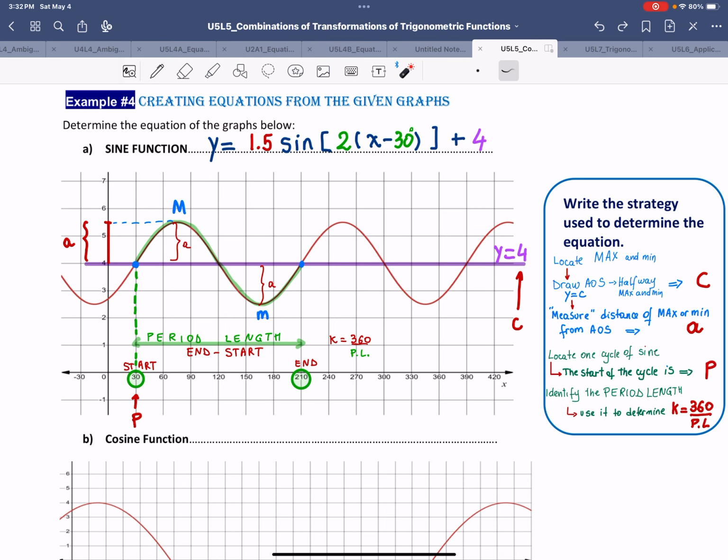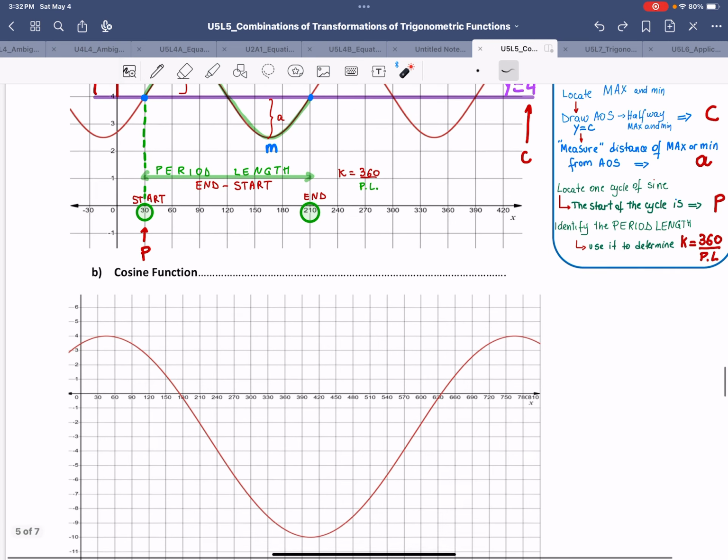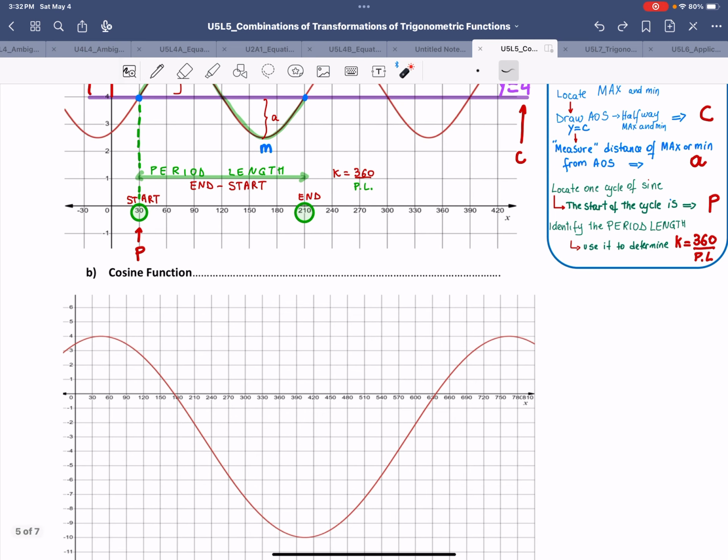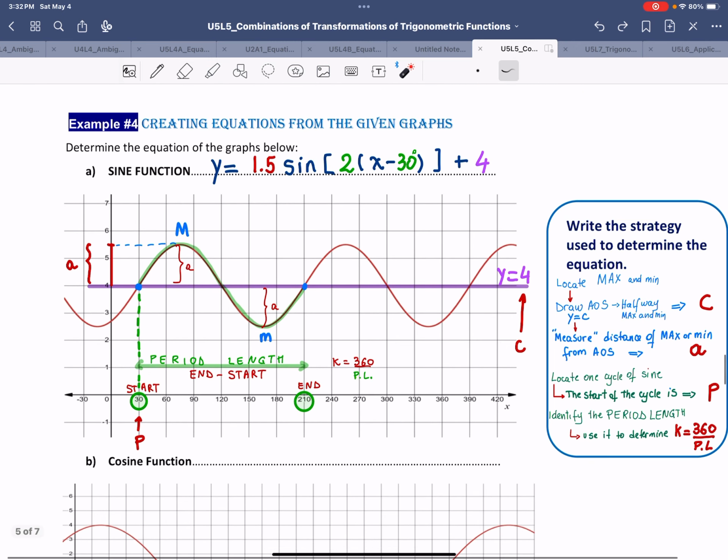I encourage you to continue with the next equation, or the next graph, I should say. This is a graph that we want to interpret as a graph of a cosine function. Follow the exact same steps, and you'll be able to determine the equation of it.